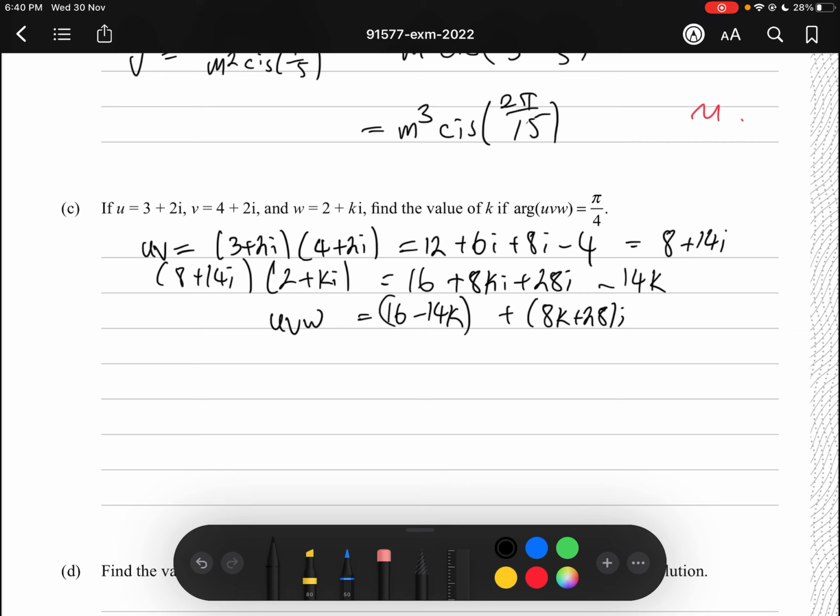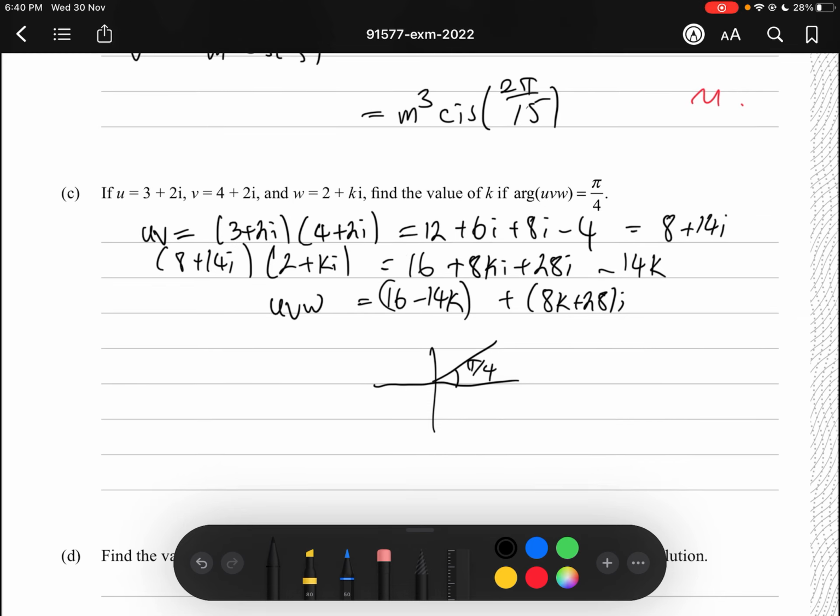Whenever you're given an argument, I highly recommend drawing out a rough sketch of the Argand diagram to see approximately where in the plane the complex point lies. In this case, the angle is pi over 4, and our point will be lying across that line. If this is y and this is x, we can say that tan of pi over 4 equals y over x. Therefore x equals y.